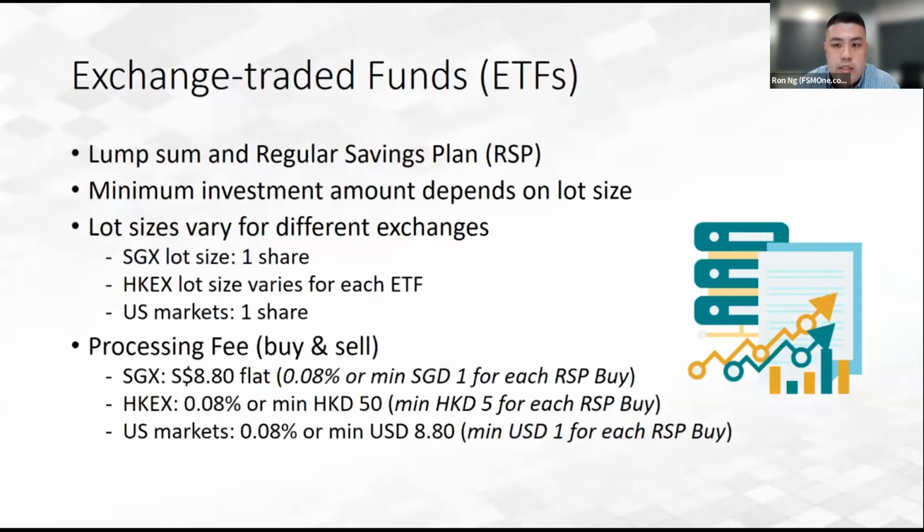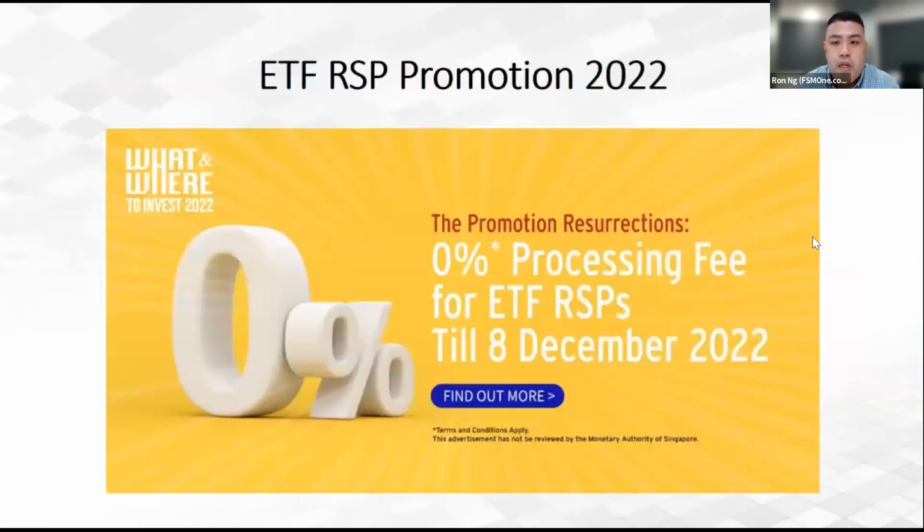So processing fees wise, it is 8.80 Singapore dollars flat for SGX buy and sell orders. For Hong Kong Exchange and US markets, it is 0.08% or minimum 50 Hong Kong dollars and 8.80 US dollars respectively. For RSP buy orders, it is usually 1 Singapore dollar, 5 Hong Kong dollars, and 1 US dollar for the three respective exchanges. But we have announced during our recent What and Where to Invest 2022 that we are bringing down the processing fees for ETF RSPs to 0% for the entire year of 2022.